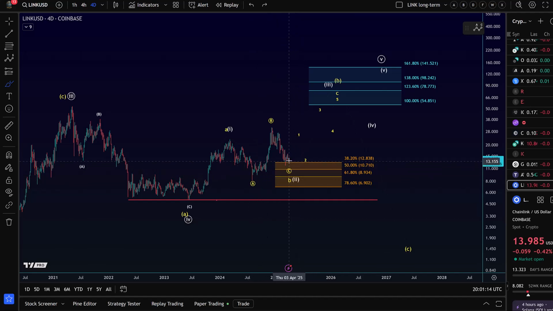But if the wave 2 is a sideways correction, which a flat correction technically is, then, and again, it's not guaranteed, but very often the wave 4 would be a sharp correction. If that's indeed the case, then this could be quite an ugly correction, this wave 4.